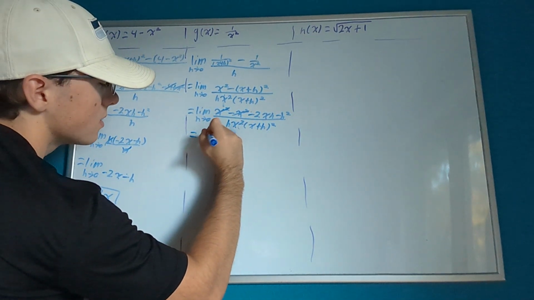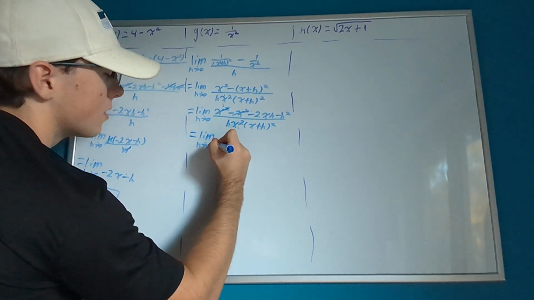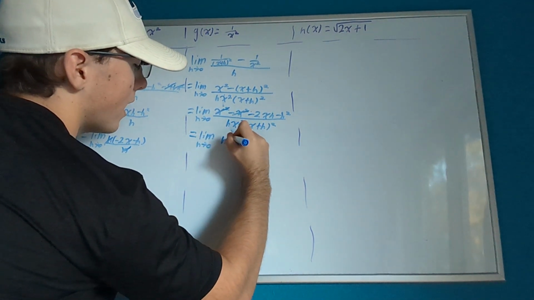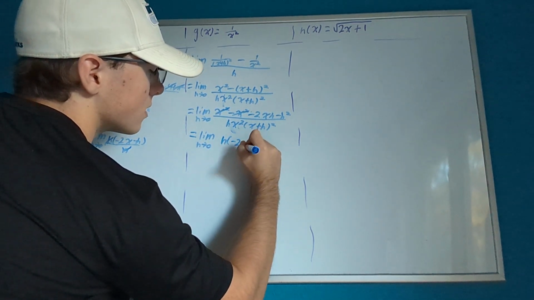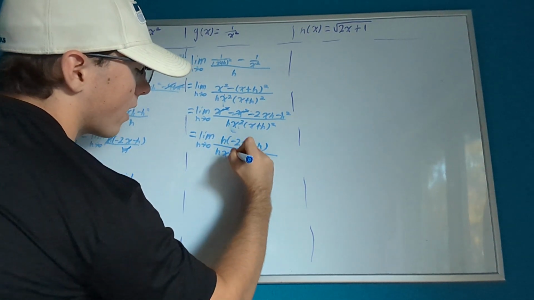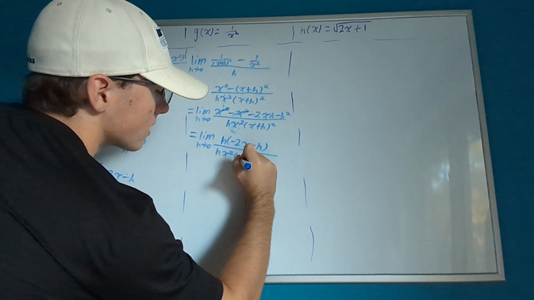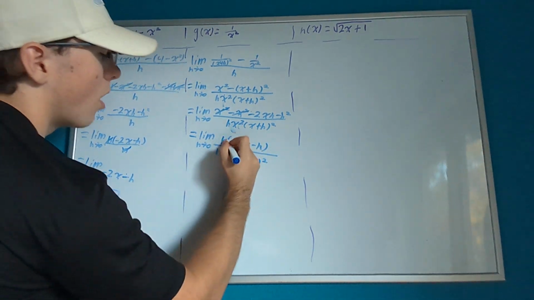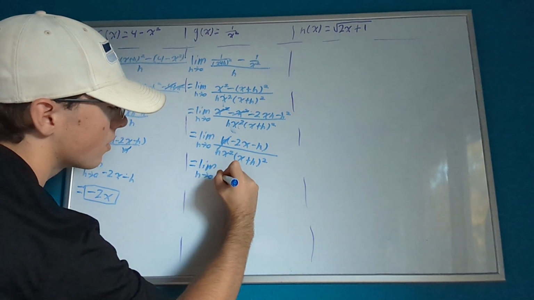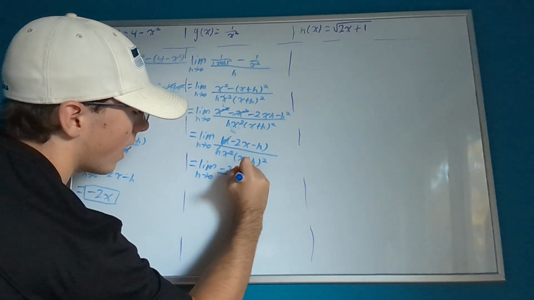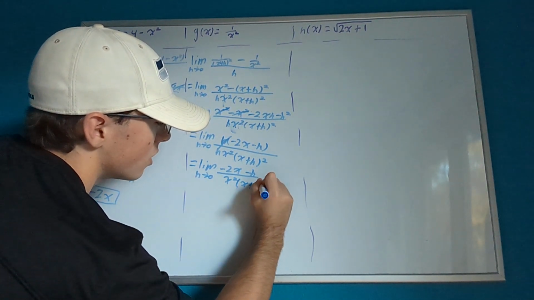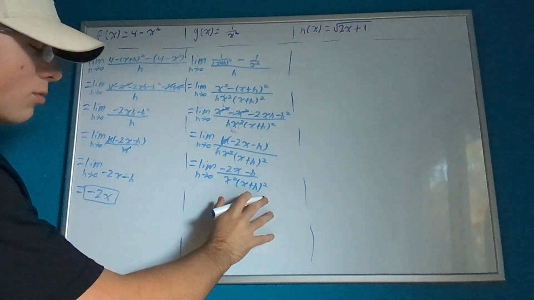Then this equals the limit as h approaches 0 of, well, up here we can factor out an h. So this will become h times negative 2x minus h, over h times x squared times x plus h squared, right? So obviously those will cancel out, and we're left with the limit as h approaches 0 of negative 2x minus h over x squared times x plus h squared. Now we can plug in h equals 0, okay?